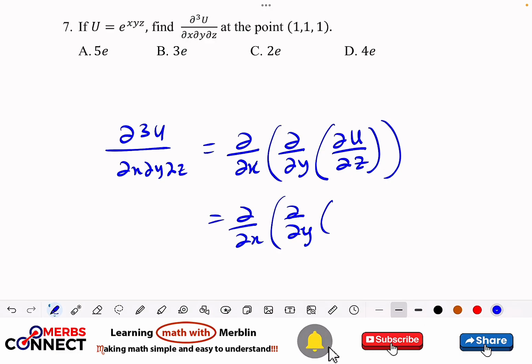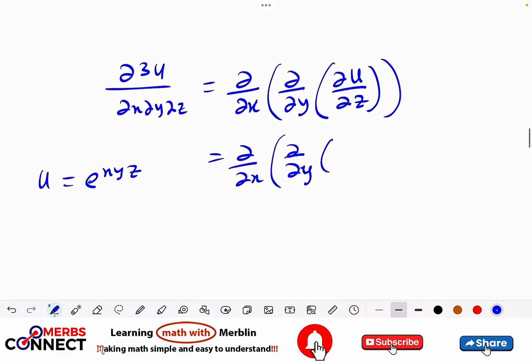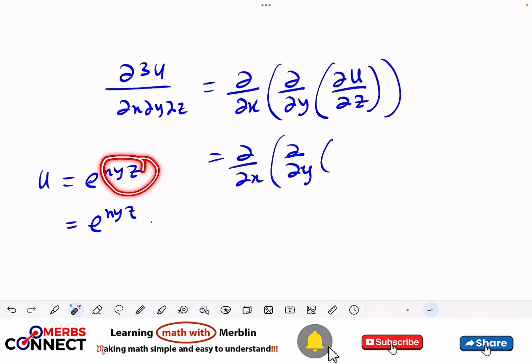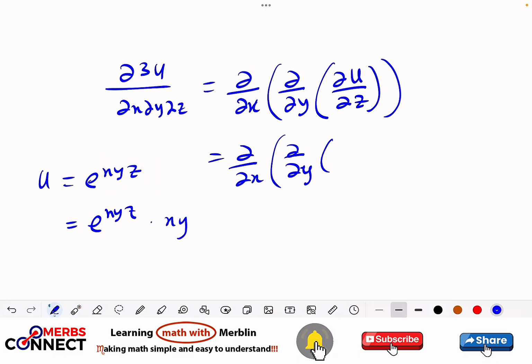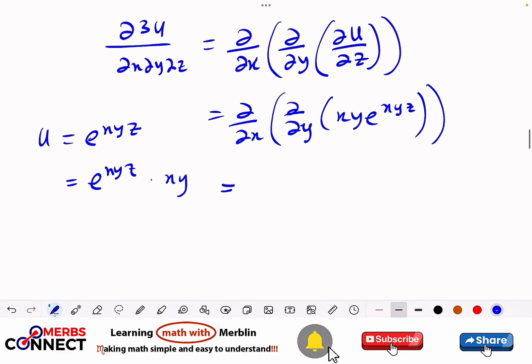So differentiate with respect to z here. This is an exponential function. So u is equal to e to the power xyz. This is going to give us, with respect to z, we are going to maintain the function and differentiate what is on the top with respect to z partially. So this will be just xy. So this is xy e to the power xyz. Now let's differentiate with respect to y, but this one is going to give us a product rule because we have y here and y here.